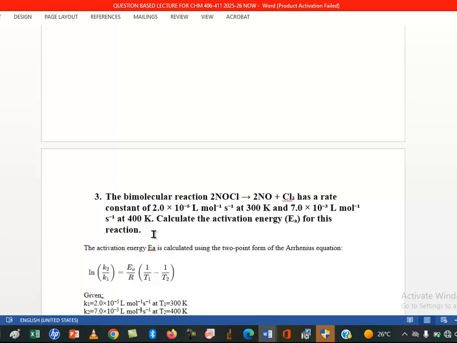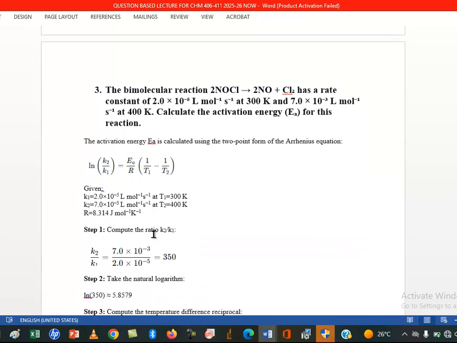So how can you go about this? Use what is called the 2-point form of the Arrhenius equation. This is it here. ln(K2/K1) equals EA over R, then open bracket 1 over T1 minus 1 over T2, you close the bracket. Now K1 and K2 have been given, T1 and T2 have been given, then you have R as 8.314.